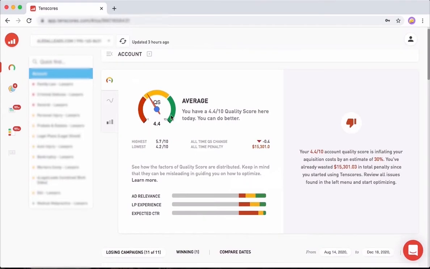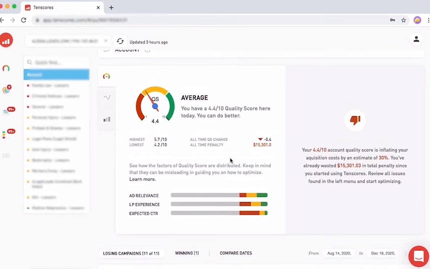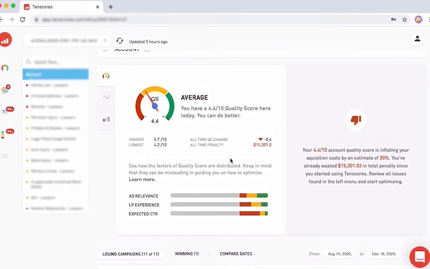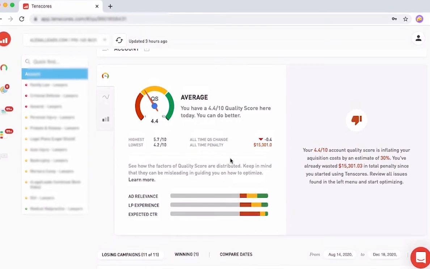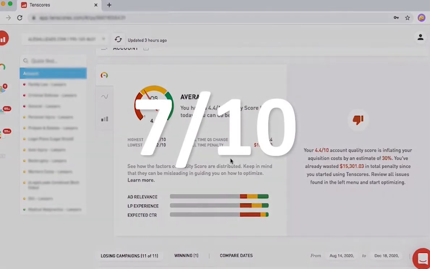It's the same thing with the quality score here. If you're in the red, you're in really bad shape. Yellow is pretty average, and green is where you want to be. That's when you're not being penalized. Anything that is below 7, you're getting a penalty. I've heard people say that a good quality score starts at 5. Don't believe that. A good quality score starts at 7. Anything that is below 7 needs to be optimized.